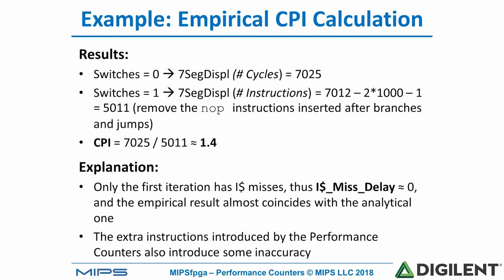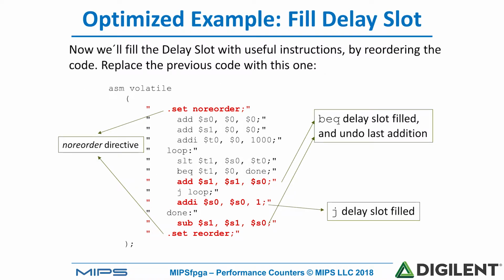Note also that a few extra instructions were added to accommodate the performance counters. So let's go ahead and try to optimize our code so that we can fill those branch delay slots with a useful instruction instead of a no-op.